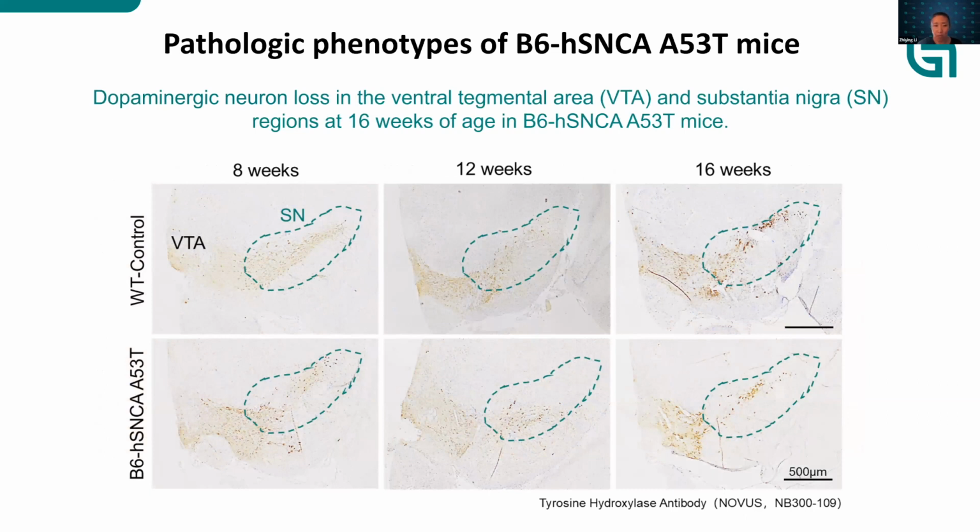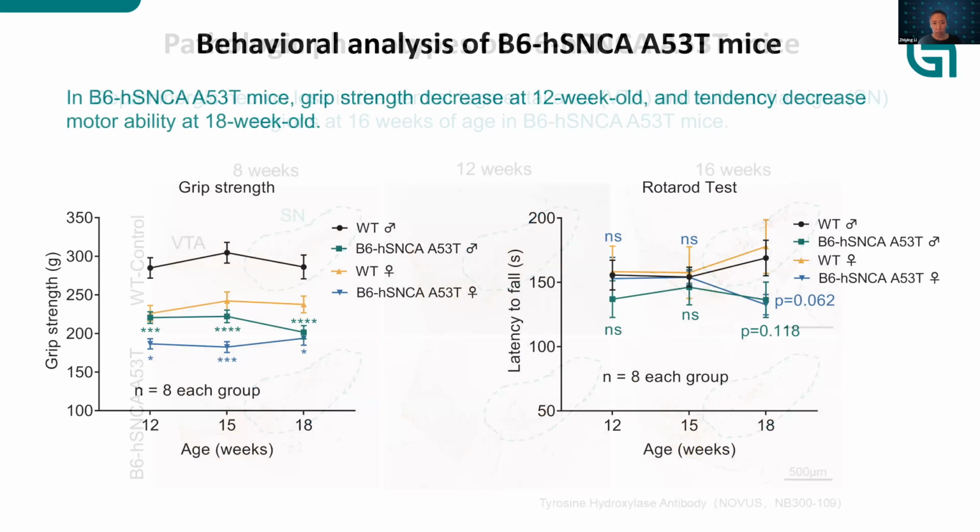Parallel to the accumulation, we're also seeing that at the substantia nigra area, we can start to see neuronal cell loss. For example, at 12 weeks of age, as you can see on the top is the wild type animal. That region of cells is lost in the transgenic animal. And then at 16 weeks of age, the loss is more pronounced compared to the wild type animal, and there is more cell loss compared to the 12-week animals.